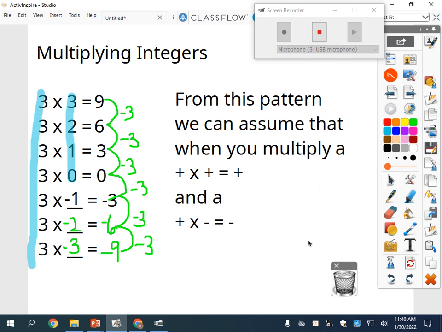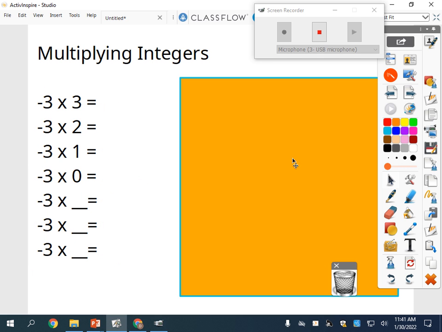So basically, from this pattern, we can assume that when you multiply a positive times a positive, it's going to give you a positive result. And then a positive times a negative is going to be negative. Okay? All right, so let's look at this pattern here. So we already found out that a positive times a negative is a negative.